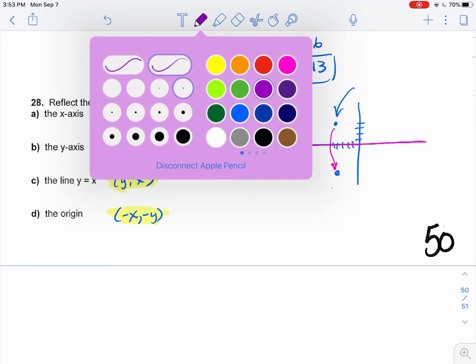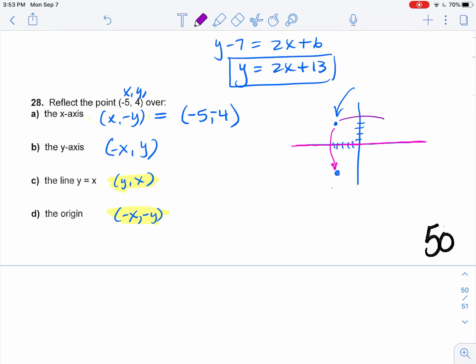Now, go back to your original point, reflect over the y-axis. All right, so I'm going to reflect over this guy. Do you see how my x is now changed? So this guy is going to be, change the x, is going to be 5, and keep the y, 5, 4. All right, for C, we're going to reflect over the line y equals x.